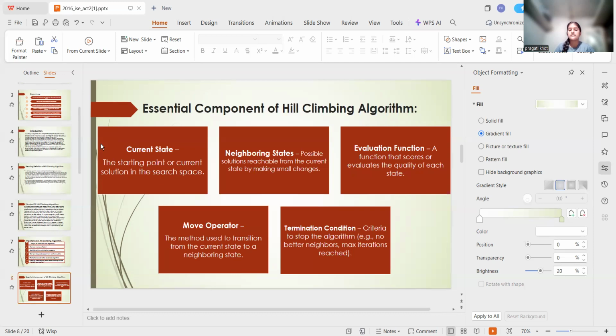Next is the neighboring state. It is a possible solution reachable from the current state by making small changes. The third one is the evaluation function, which evaluates the states. Fourth is the move operator, the method used to transition from the current state to the neighboring state. Fifth is the termination condition, a criterion to stop the algorithm, for example no better neighbors or max iterations reached. Repeat the step until no neighbor is better than the current solution. Then we stop, and the current solution is considered a local optimum.